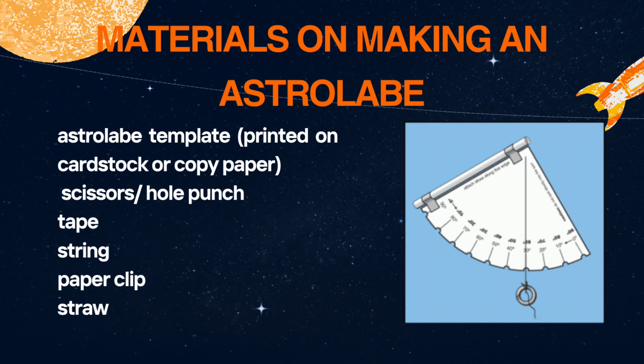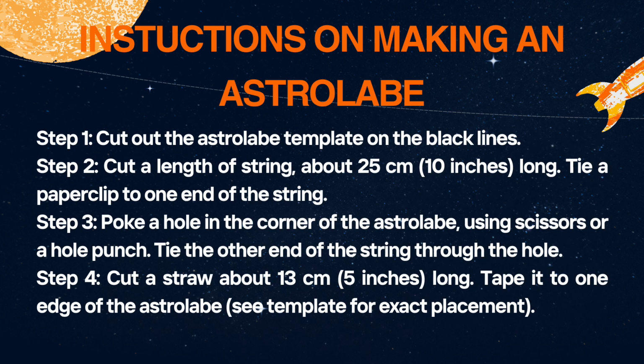These are the materials for making an astrolabe. First is an astrolabe template, printed on cardstock or copy paper, scissors or a hole punch, tape, string, a paper clip, and a straw. These are the steps on making an astrolabe.